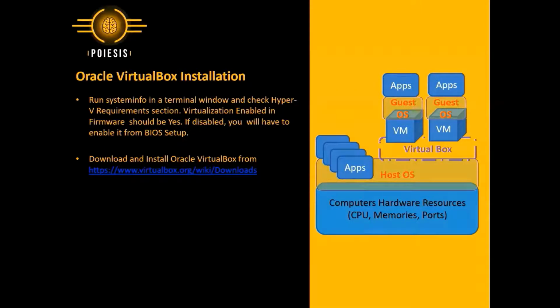Before we download and install Oracle VirtualBox on our computer, we need to verify whether hardware virtualization is enabled or not. And for that, we are going to run the systeminfo command in a terminal window. Let me show you how.